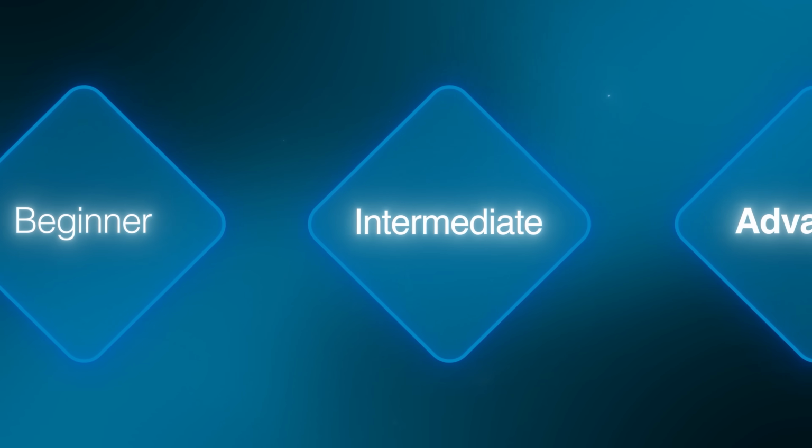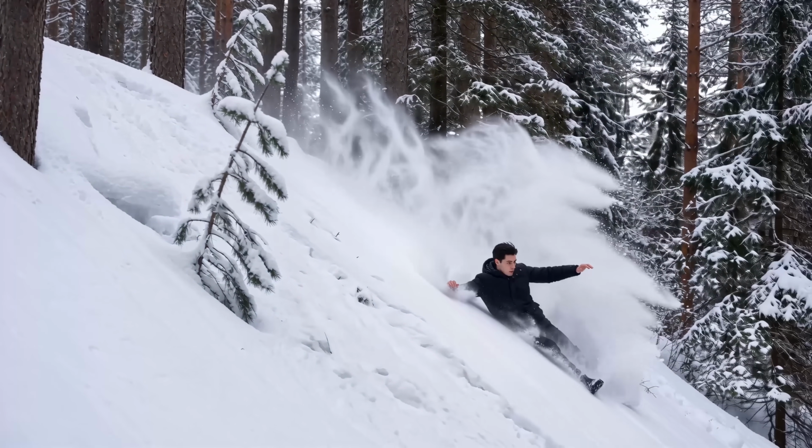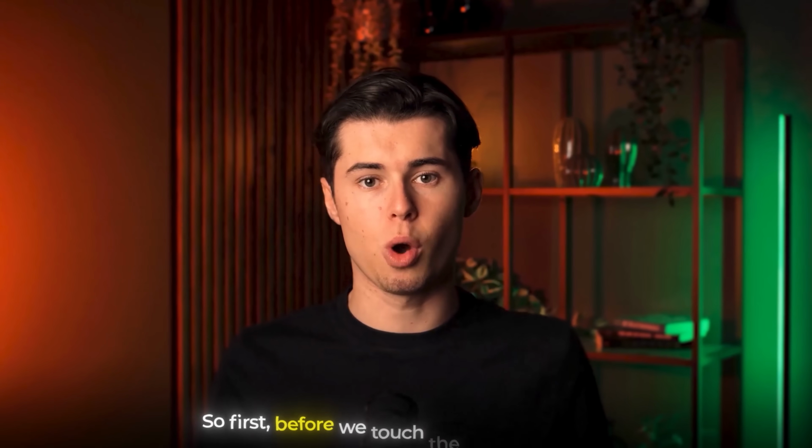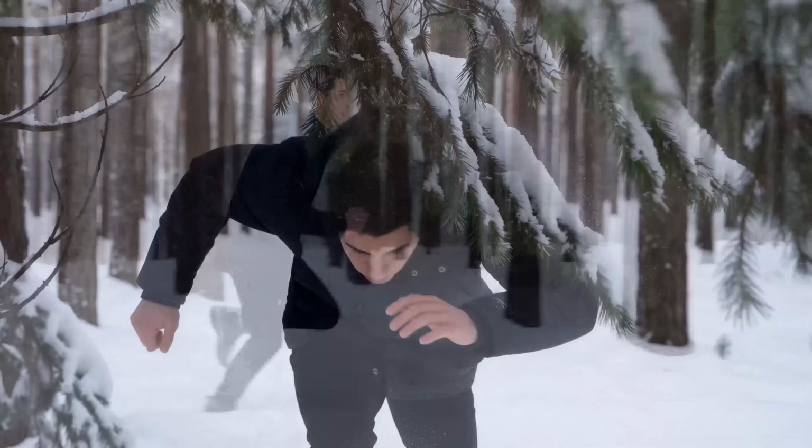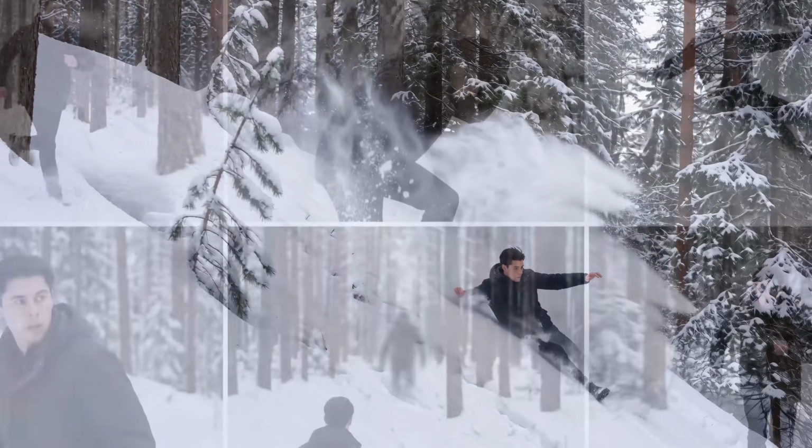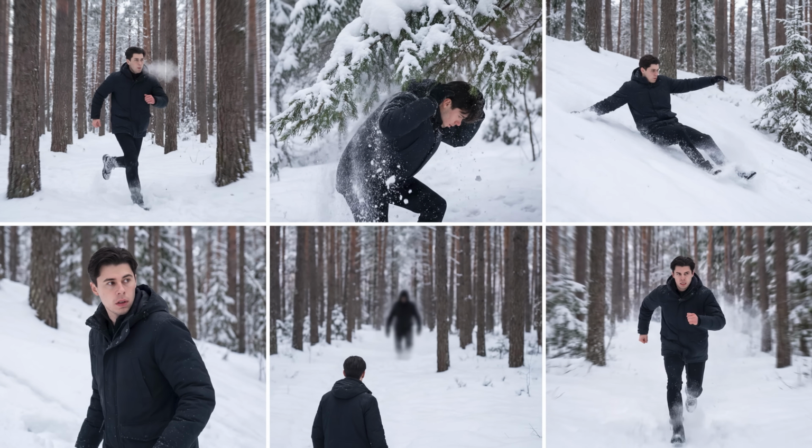So let's get into the intermediate method, where we're going to build a 30-second cinematic video. So first, before we touch the video generator, we're going to plan the entire 30-second sequence as a storyboard first. This way, we'll get full control over the video while also saving a lot of credits along the way.